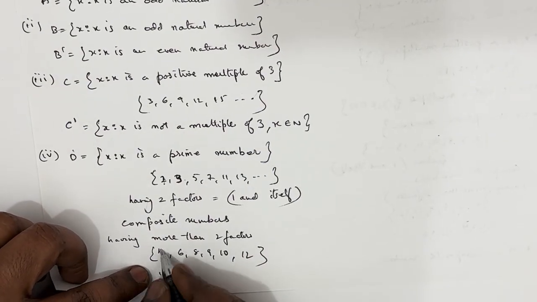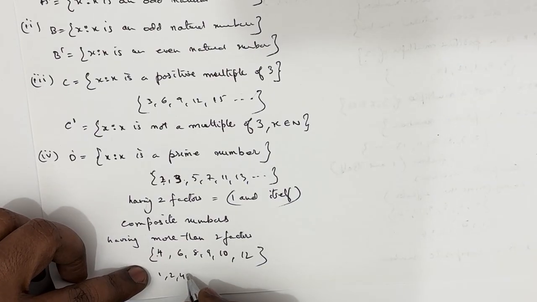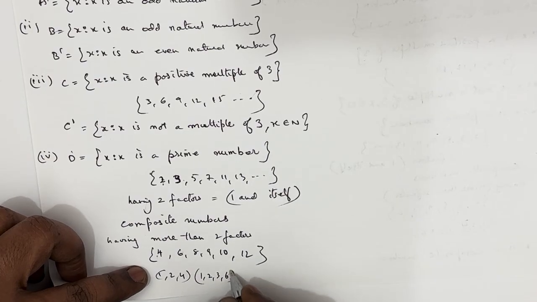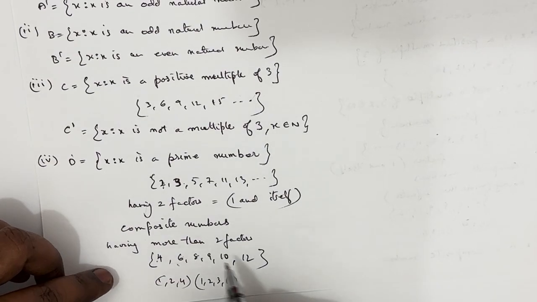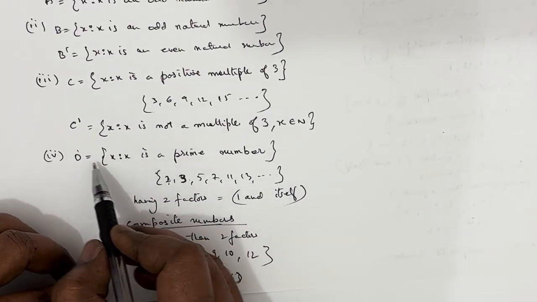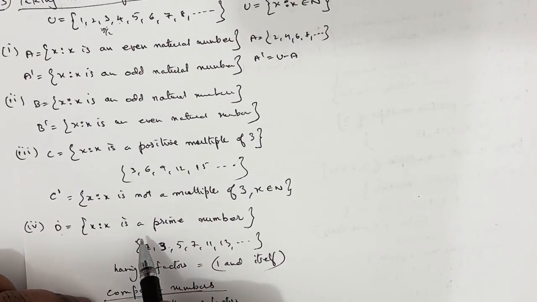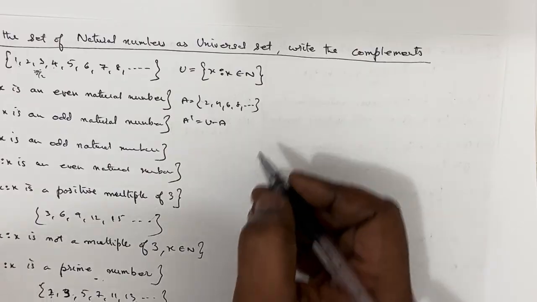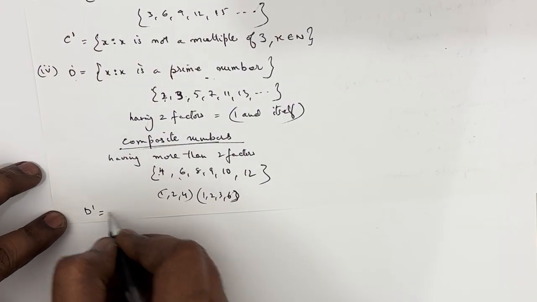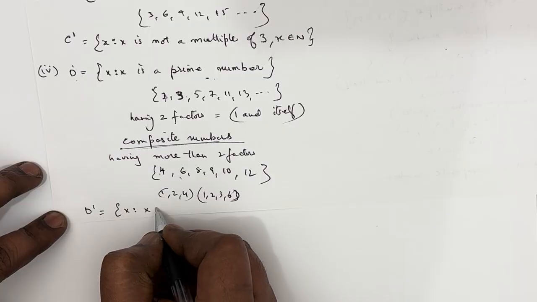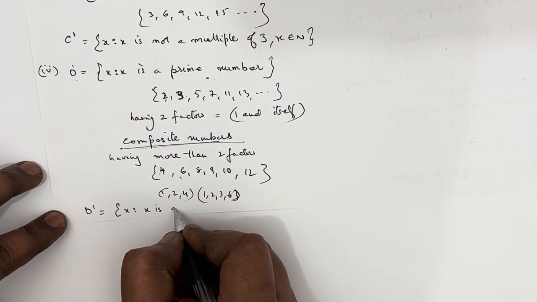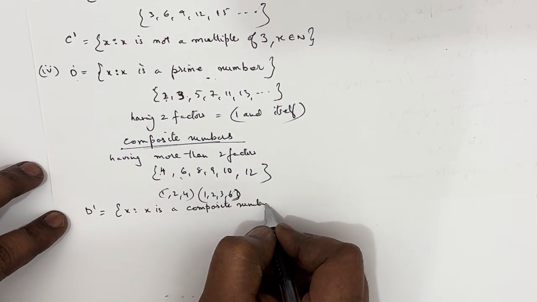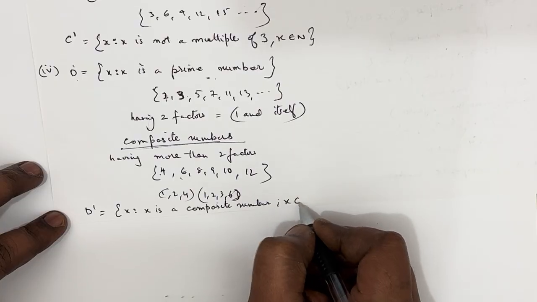1 is a factor, 2 is a factor, 4 is a factor for this. In the same way for this, 1 is a factor, 2 is a factor, 3 is a factor, 6 is a factor. So more than two factors are there, and these are called composite numbers. So D is the set of prime numbers, then D complement will be the not prime numbers, that are composite numbers. So we can write D complement equal to x such that x is a composite number, and x belongs to natural numbers.